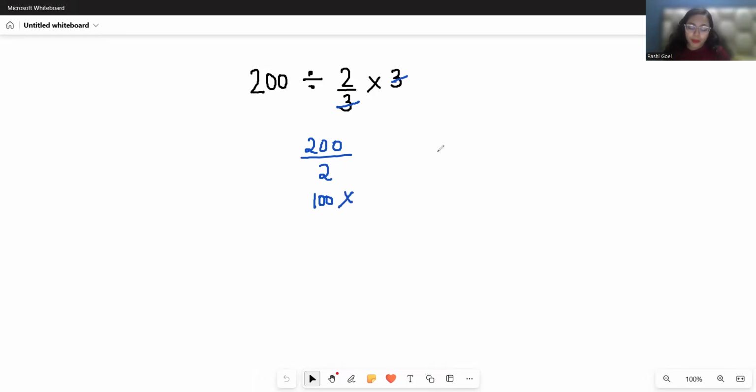according to the order of operations, that is the PEMDAS or PEDMAS rule, first you have to solve the signs given. It is 200 divided by 2/3 times 3. First you have to solve the division, then the multiplication. So here, 200 divided by 2/3, then times 3. So first we have to do the division, that is 200 divided by 2/3.